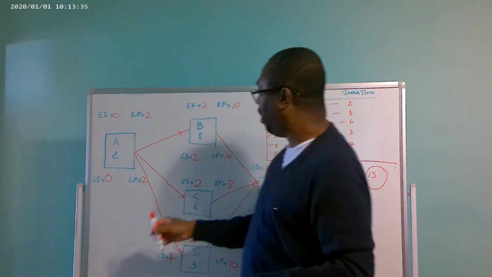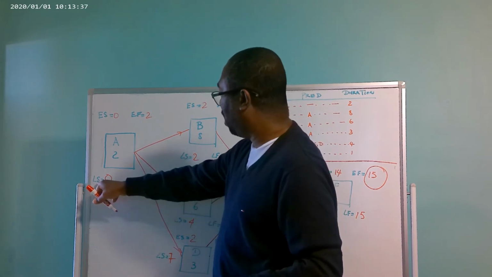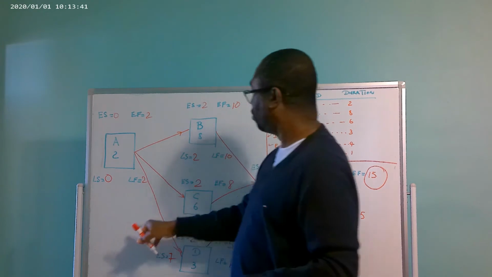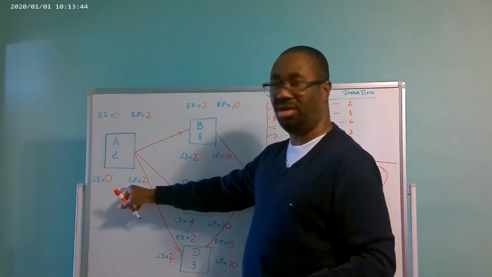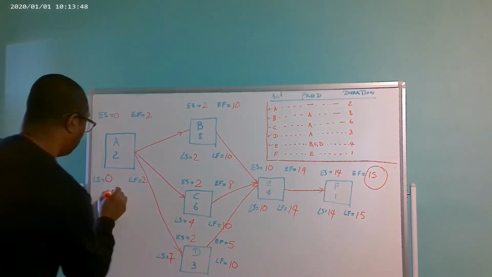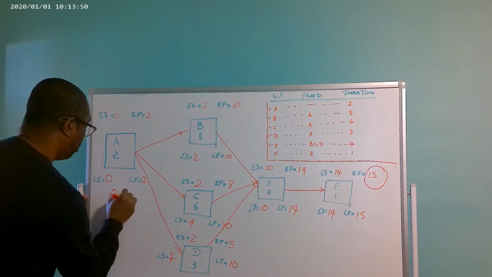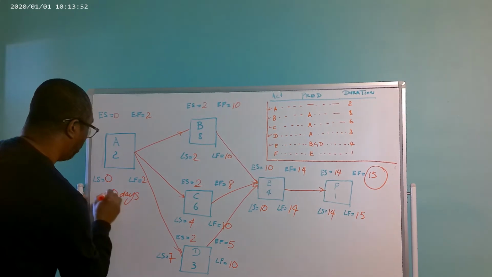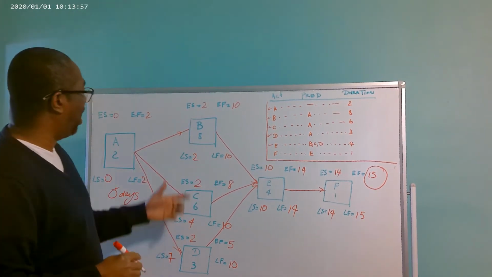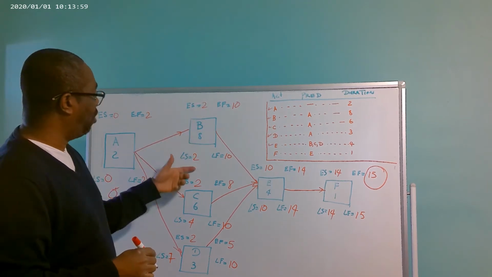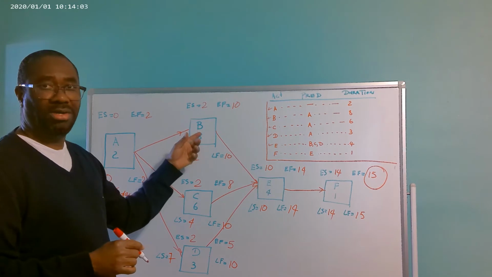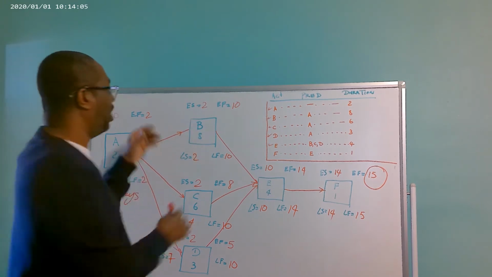So as you can see, this is your late start, which is 0. 0 from 0 is 0. And 2 from 2 is 0. So this activity A here has a float of 0 days. Right? We come to activity B now. We have 2 from 2 is 0. And we have 10 from 10 is 0. So the float here on activity B is 0 days.